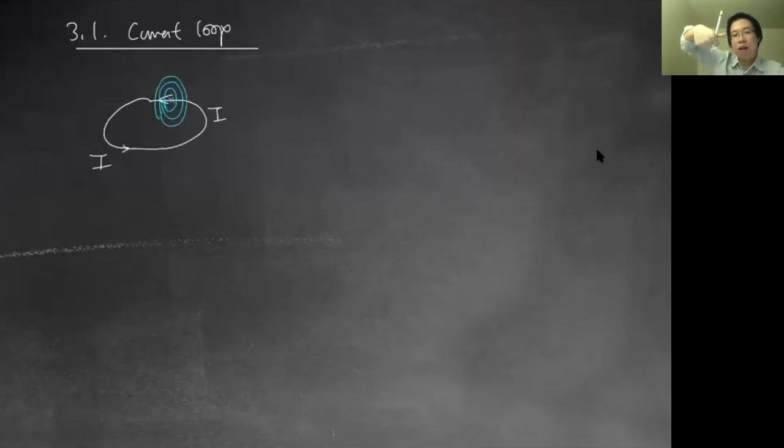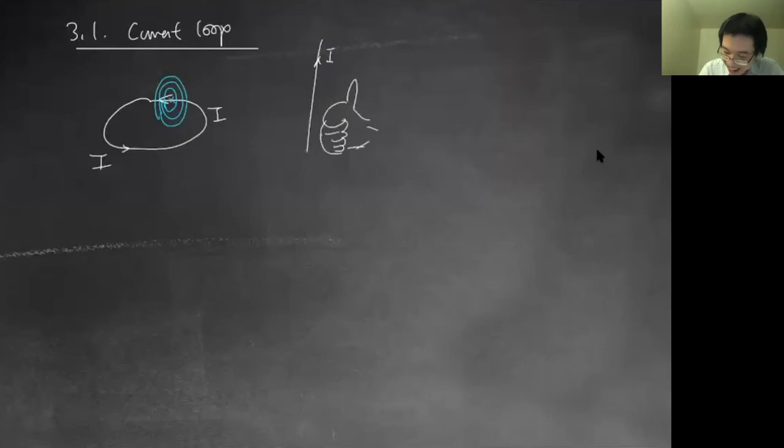And if you use your thumb, I can't really draw in 3D, but if you use your thumb to point around the direction of the current, remember the rule: if this is the current, you want to point your thumb and wrap your fingers around like this. Can't really draw a hand, you get the idea. Your thumb should indicate the current, and your fingers tell you the B field. So wrap your hand around there, you should see that the magnetic field will go around like this.